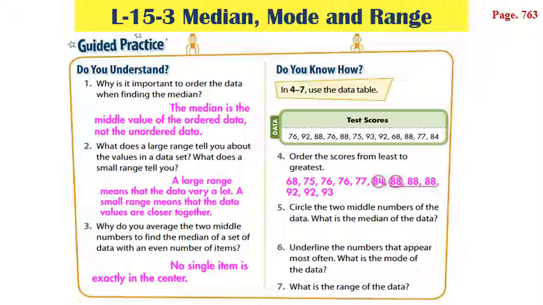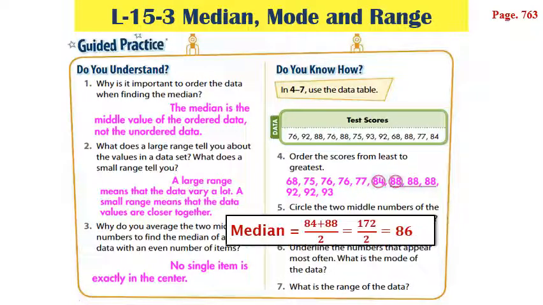Okay, number 6 now, underline the numbers that appear most often. What is the mode of the data? Great. Mode equals 88, which is the data value that appears most often in the given data. Number 7, what is the range of the data? Very good. Range equals greatest value minus smallest value, equals 93 minus 68 equals 25.